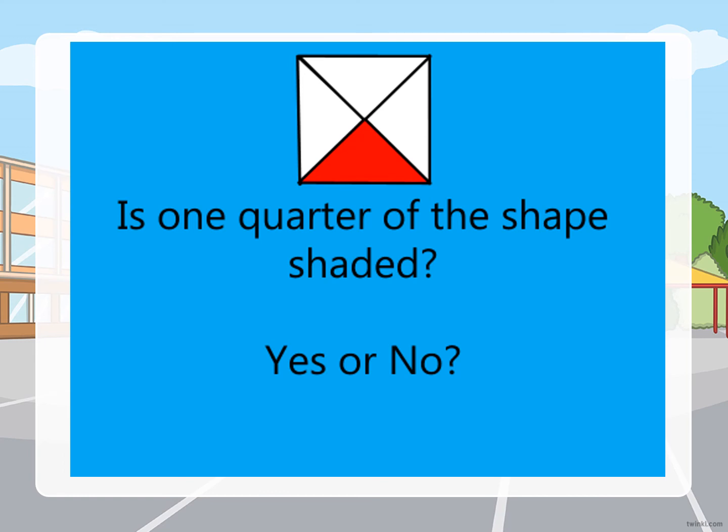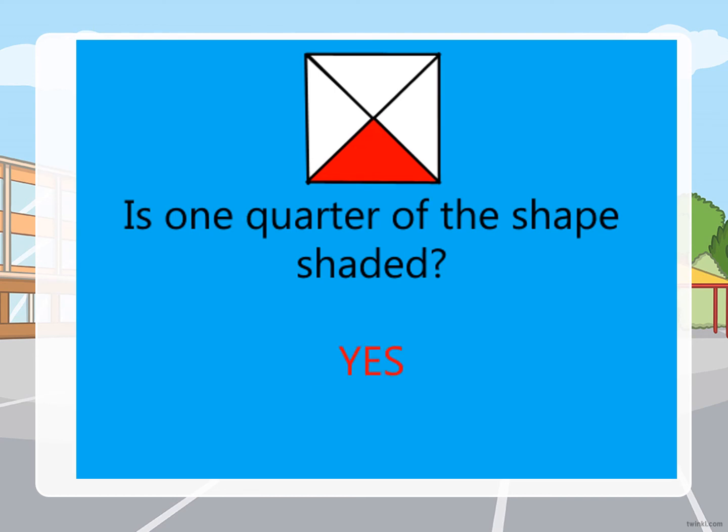You might get a question like this in your book today. Is 1/4 of the shape shaded? Yes or no? Pause the video now and have a little think, see if that is a yes or a no reply. The answer is yes. 1/4 of the shape is shaded. We can see that the square has been split into 4 equal parts. So we know if it's been shared between 4, it has been split into quarters. We only want 1/4 of the shape to be shaded, that means coloured. We can see that 1 out of the 4 has been shaded. Therefore, yes, 1/4 of that shape is shaded.